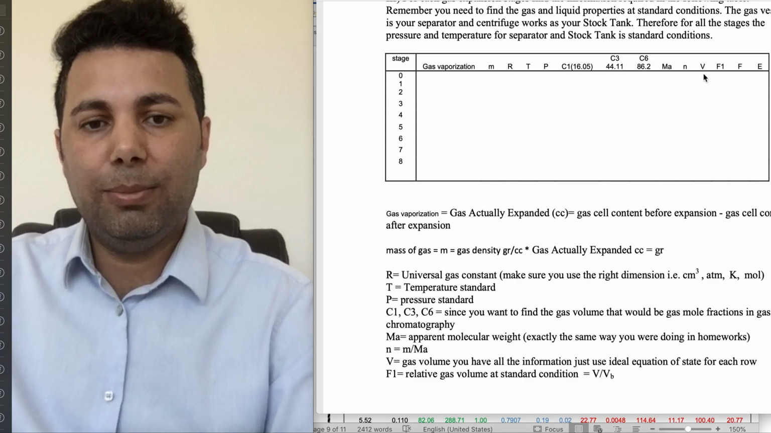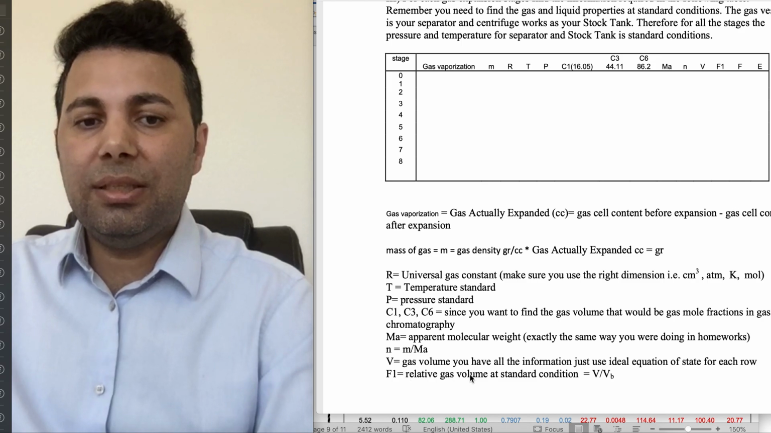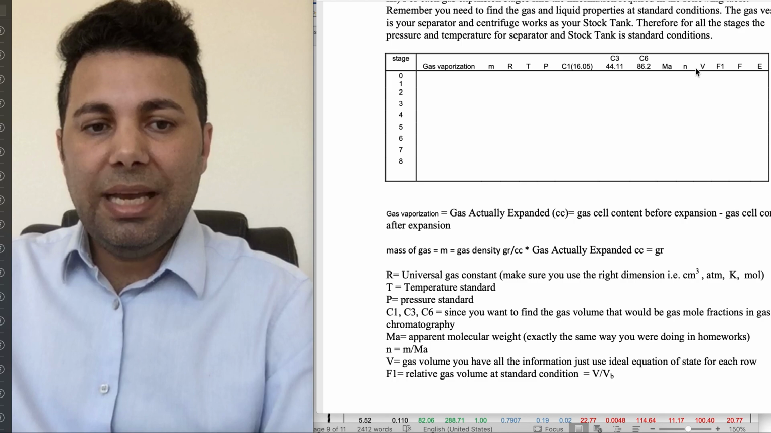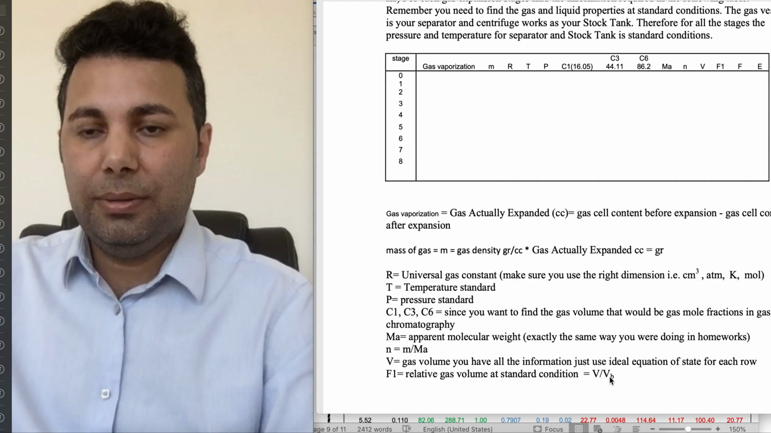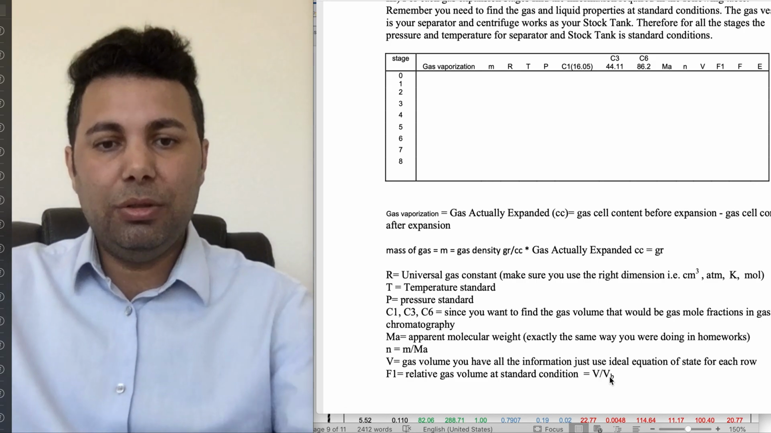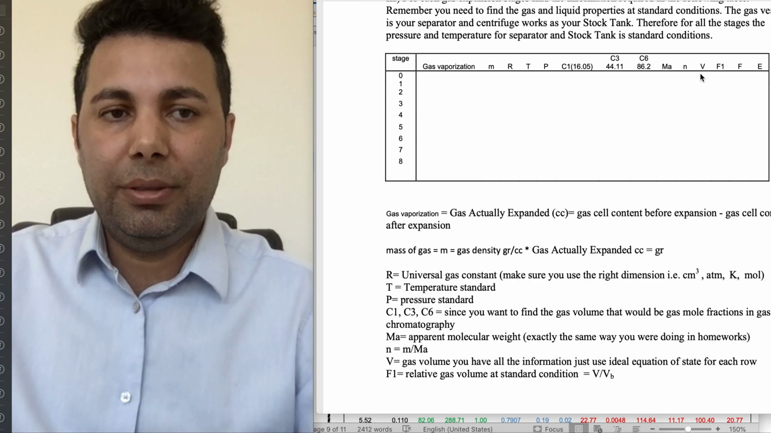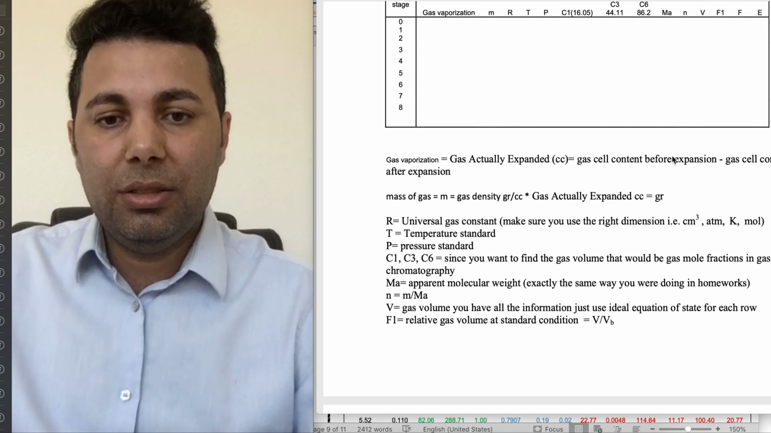That's your capital V. Then F1 is the relative gas volume at the standard condition. That's the volume of gas divided by the volume at the bubble point. So we are going to normalize those. We normalize all those volumes by the volume at the bubble point, which we found using the flash vaporization test.